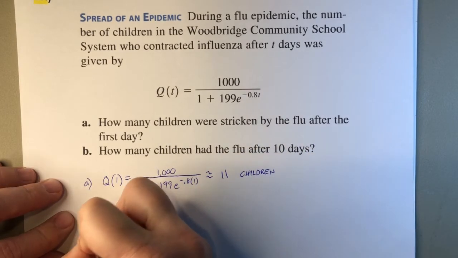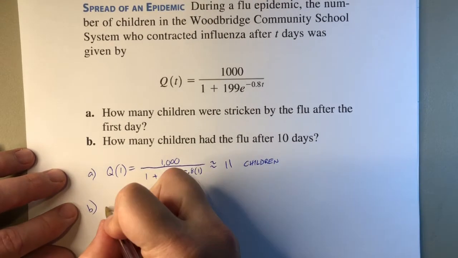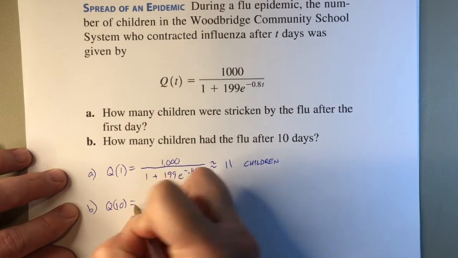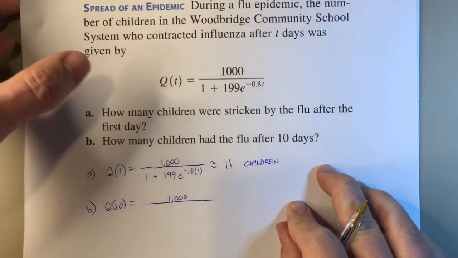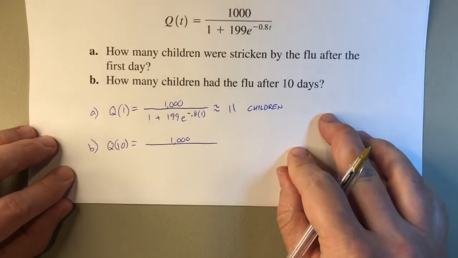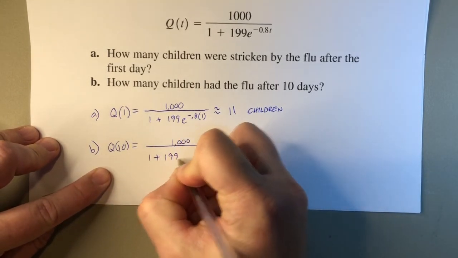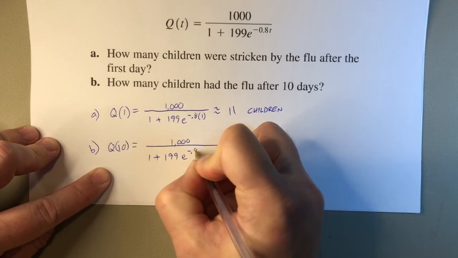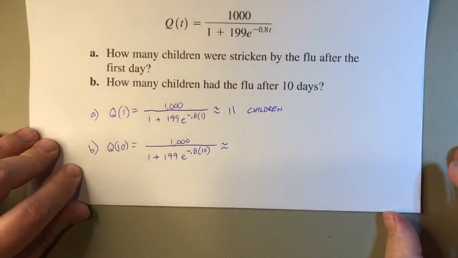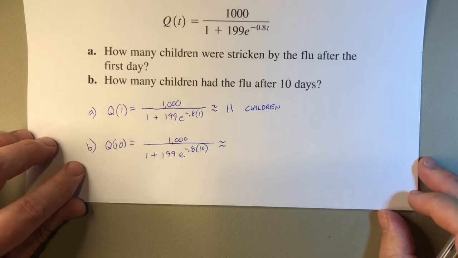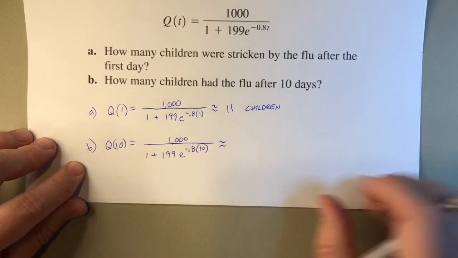Okay, so what's going to happen then in letter B? How many children had the flu after 10 days? Well, let's see. After 10 days, all we're going to do is change the t from a 1 to a 10. So the expression's exactly the same. But now when we enter this into our calculator, this is going to be shocking. Just after 10 days, how many children have the flu? Run that through your calculator, see what you get.